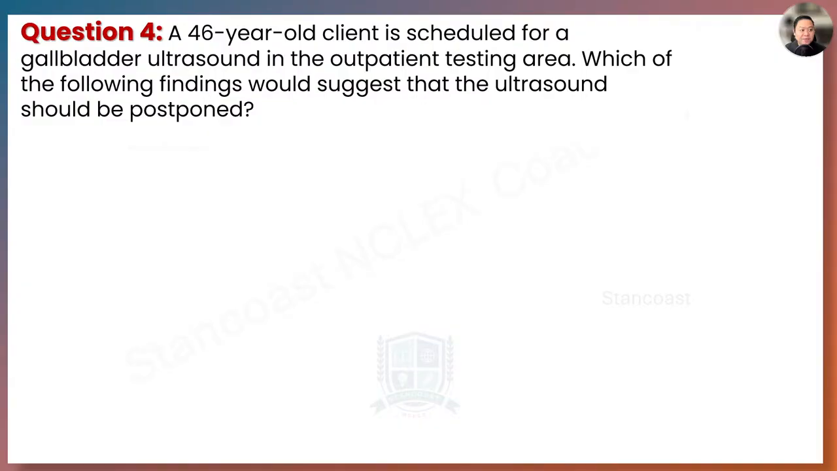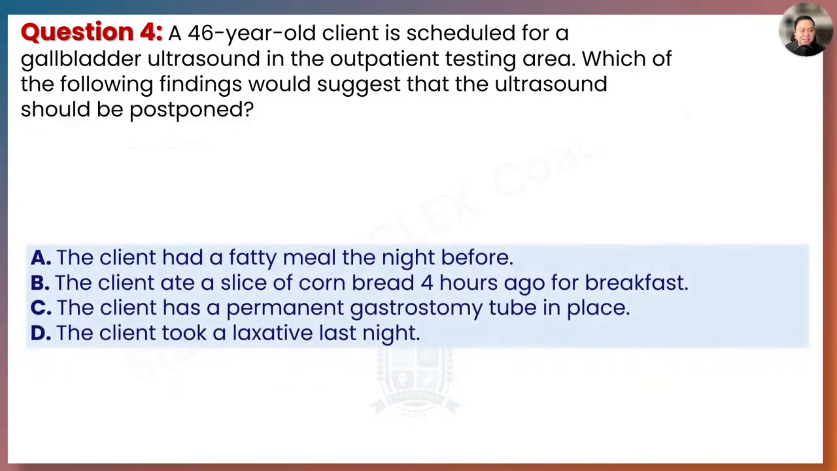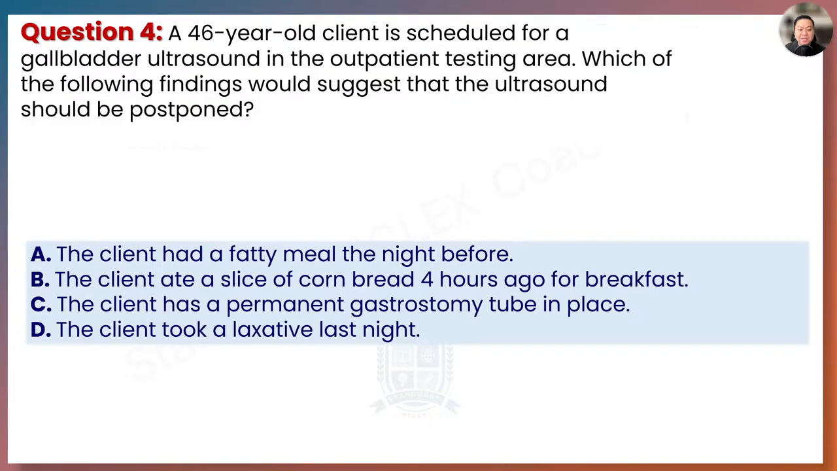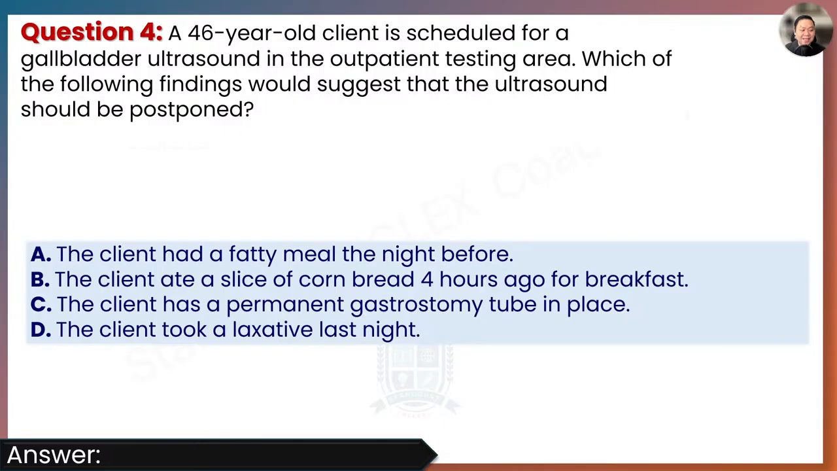Number 4. A 4 to 6-year-old client is scheduled for a gallbladder ultrasound in the outpatient testing area. Which of the following findings would suggest that the ultrasound should be postponed? Options. A, the client had a fatty meal the night before. B, the client ate a slice of cornbread 4 hours ago for breakfast. C, the client has a permanent gastrostomy tube in place. D, the client took a laxative last night. The answer is letter B.